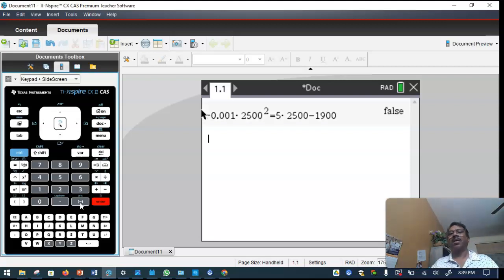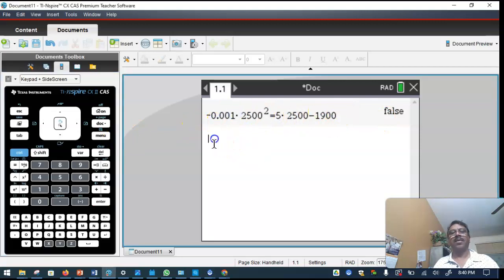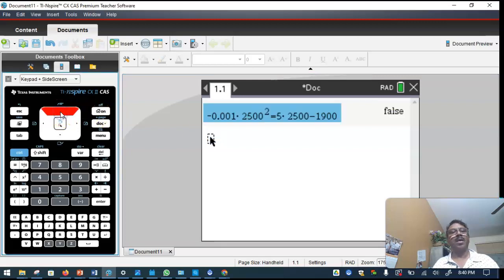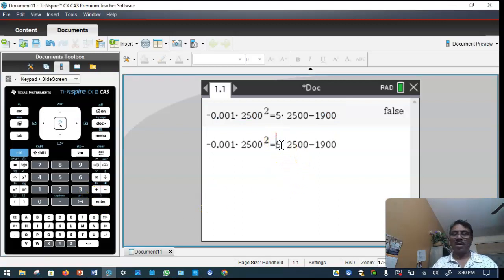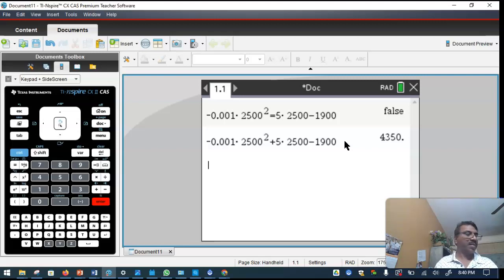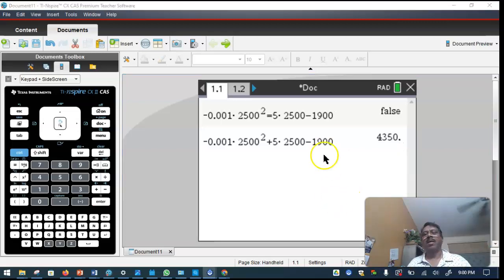If you work this out, I kind of made a mistake here, so I want to go back. I go up, press enter, and change that. This is a mistake I made. This should be plus 5, right? And now I hope that helps. You get the answer 4306.